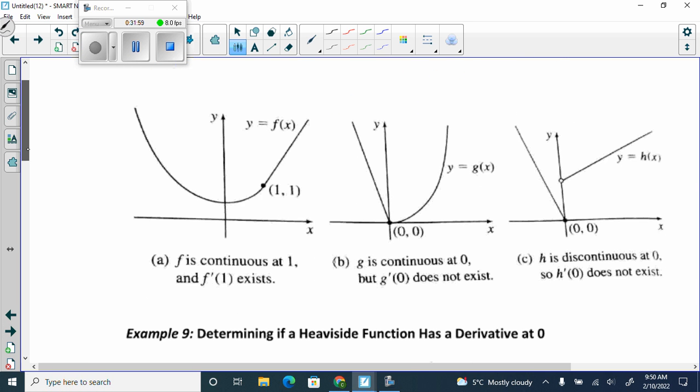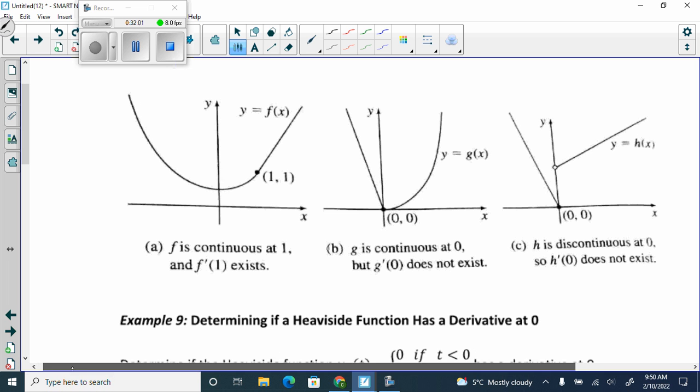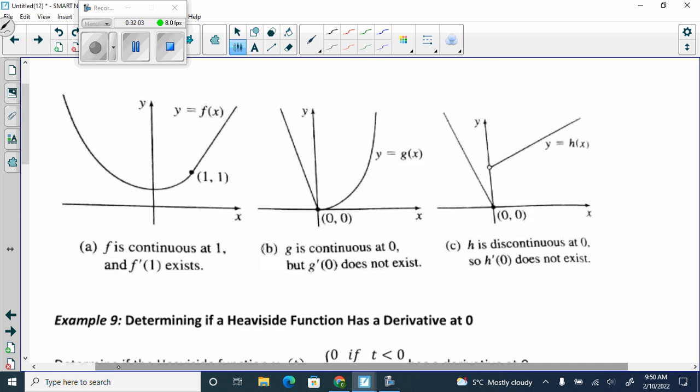Then here it shows some information. Here it says f is continuous at 1 and f prime of 1 exists because there's no cusp and it's continuous. We agree? This one, g is continuous, true, but the derivative doesn't exist because there's a pointy bit. This one, h is discontinuous, and because it's discontinuous, immediately h prime does not exist. So when you just look at a graph and it's not continuous, boom, pick that one, right?